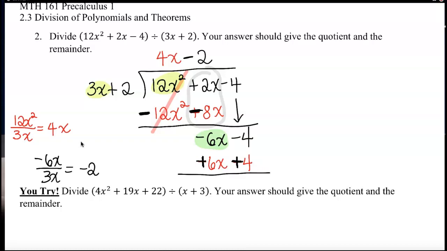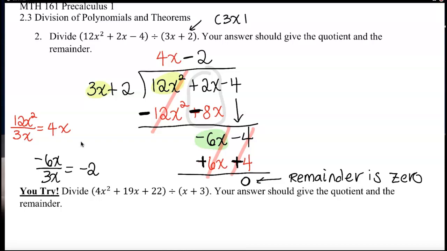Oh, take a look. Something cool happens. Negative 6x and positive 6x cancels out. Negative 4x and positive 4x also cancels out. The only thing that we have left is 0. So guess what? The remainder is 0 this time. So remainder is 0, which means 3x plus 2 must be a factor.